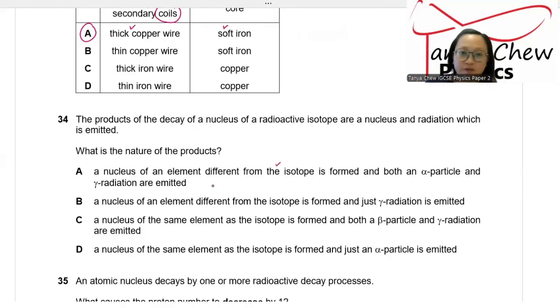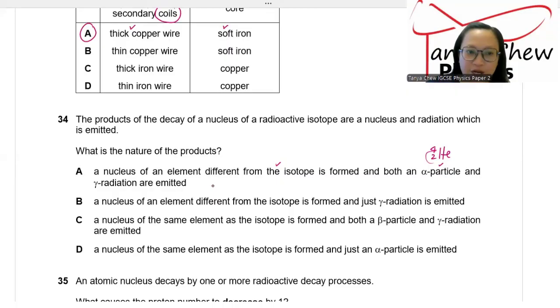Yes, decay will cause it to be different from the isotope and its form. And both alpha, yes, because of the alpha, it will change the proton number. That is why it is different from the isotope. Isotopes mean the two nuclides have the same proton number. But if alpha particles, which are helium nuclei, are emitted, it will change the proton number of the product. So since the proton number is changed, the proton number will not be the same. That is why they cannot be called isotopes.